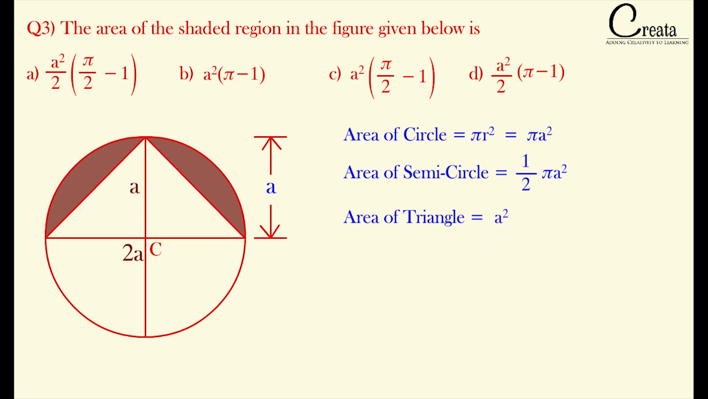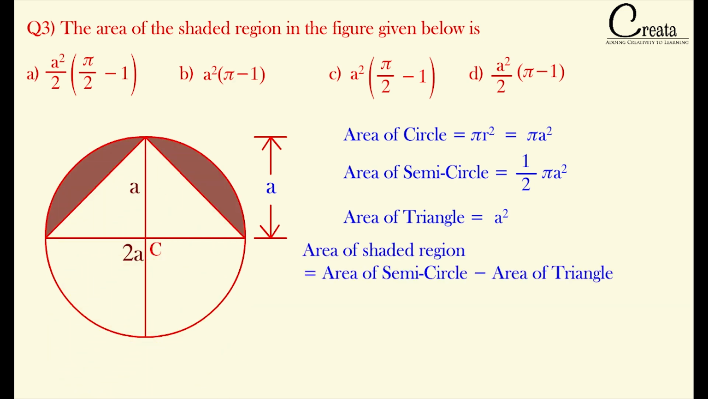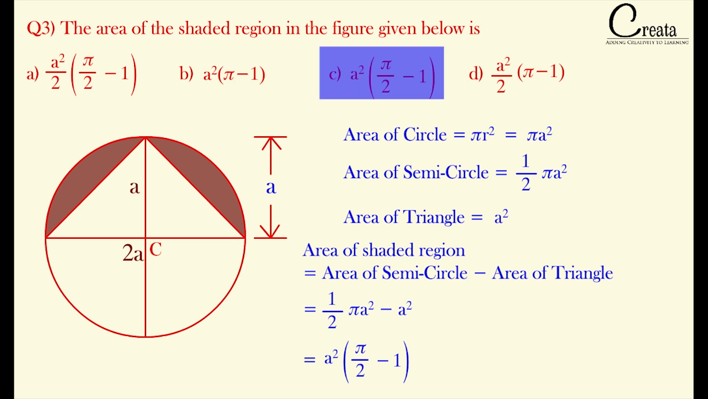Now we can simply calculate the area of the shaded region as the area of this semicircle minus the area of this triangle. By subtracting the area of this triangle from this semicircle, we will get the area of this shaded region. So let's put the value. We got our answer, that is the area of the shaded region as a square times pi by 2 minus 1. That is the answer of the question. Okay, got it? So let's move to the next question.